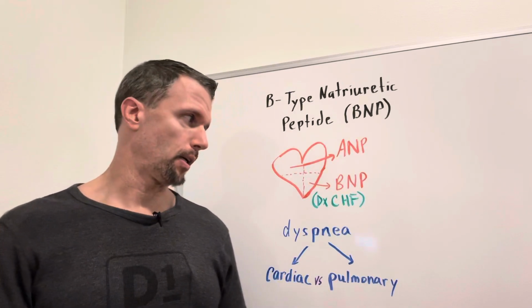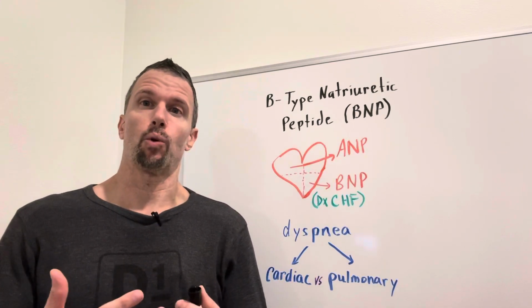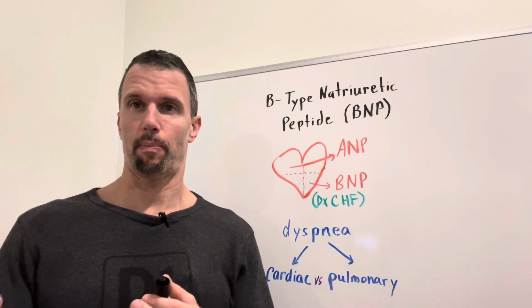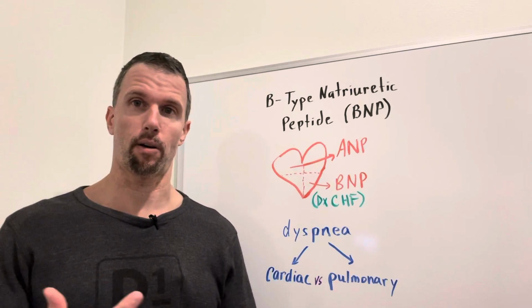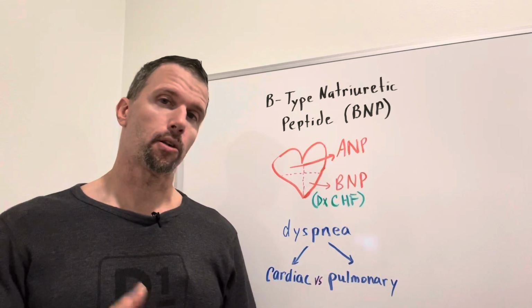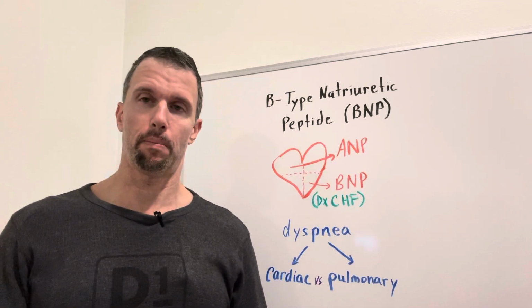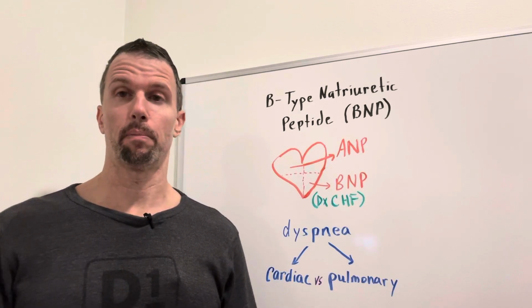For example, beta blockers, ACE inhibitors, diuretics, all these things will decrease BNP levels. So if a patient is already on these drugs, that's one thing to keep in mind when you're trying to diagnose heart failure. And then also if somebody has chronic kidney disease, they have elevated levels of BNP. So it's another thing to keep in mind that can kind of alter these blood values.